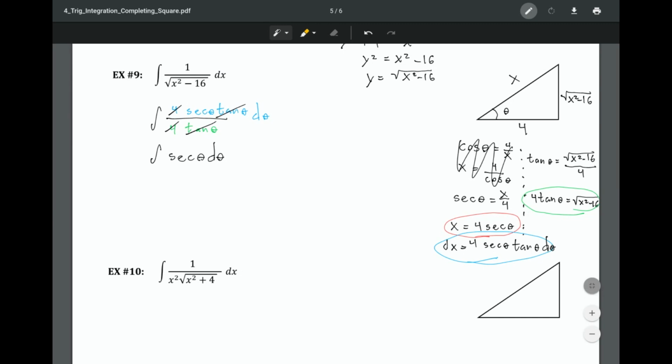And now, if you look at the beginning of your notes, it tells you that one of the antiderivatives that will save you time if you remember them, at some point we're going to have to memorize those, is the antiderivative of secant, which is the natural log of the absolute value of secant theta plus tangent theta plus c.